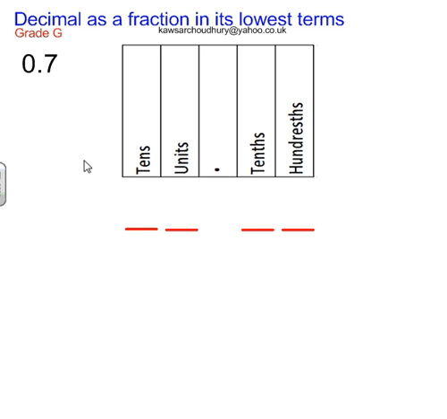In this lesson we will be looking at how to turn or write decimals as a fraction in its lowest terms. So how do you turn a decimal into a fraction and write it in its lowest terms? Here we've got the number 0.7. I want to see how we got to 0.7.